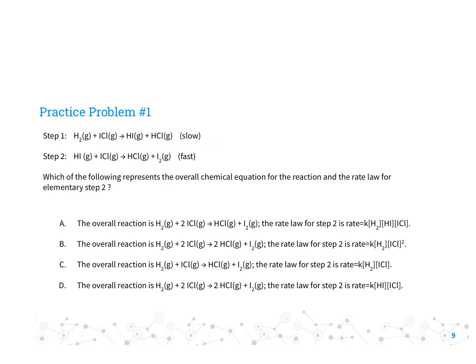So let's look at this one practice problem from AP Classroom. We have a two-step reaction. H2 plus ICl makes HI plus HCl. We call this the slow step. Slow is another word to say rate determining. So our slow step is rate determining. So that happens first, and then we have the second step, which happens really, really fast. We have HI, which we make in this first reaction, reacts with more ICl to make HCl and I2.